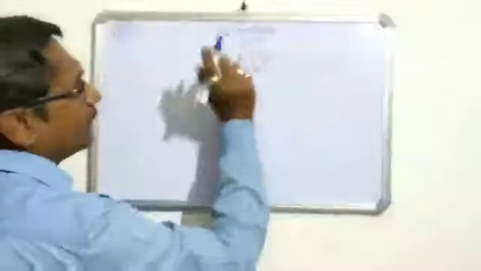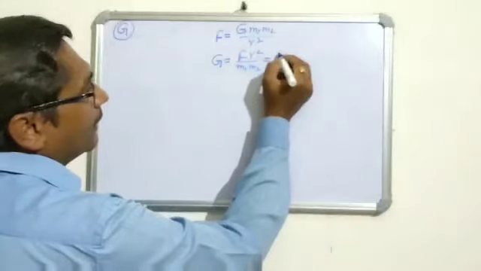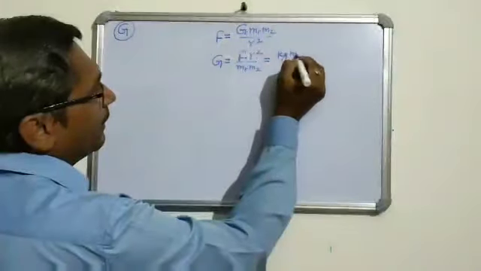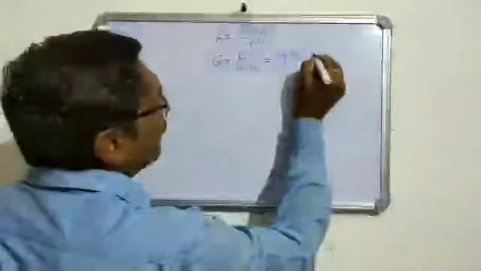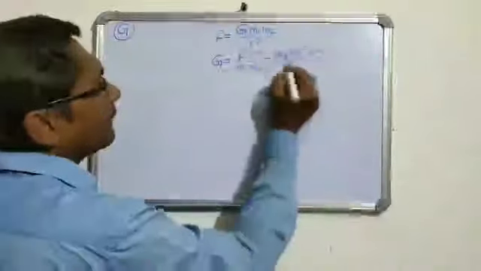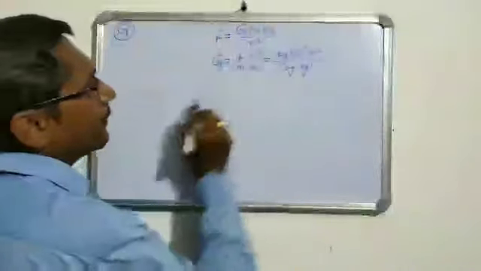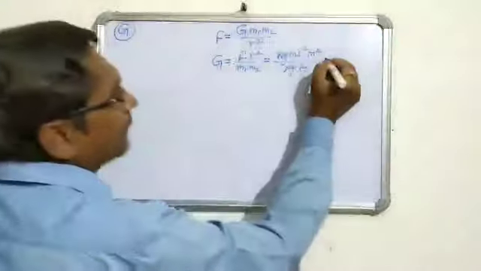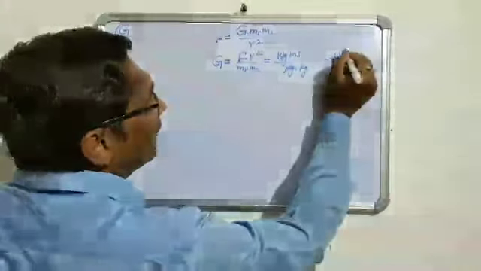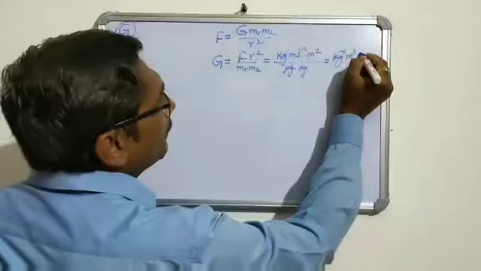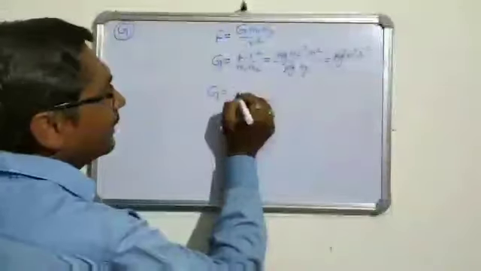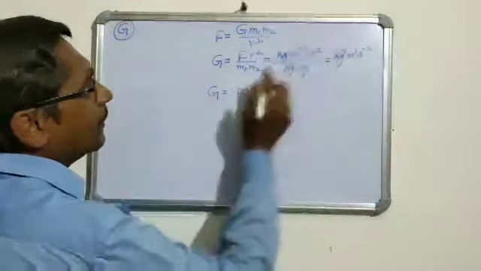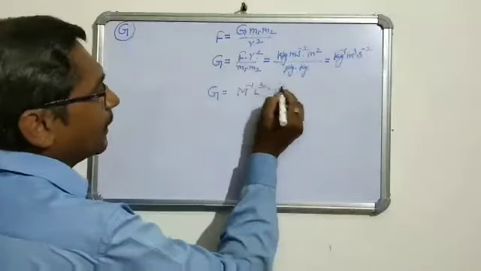The unit of force is kg meter per second square, and r is meter square. The unit of mass is kg into kg. Kg and kg cancel, then we can write here kg inverse meter cube second inverse square. That's why we can say the dimensional formula is M minus 1 L3 T minus 2.